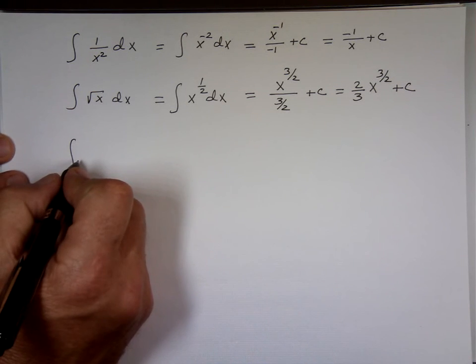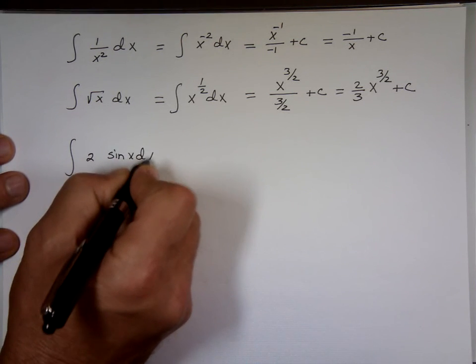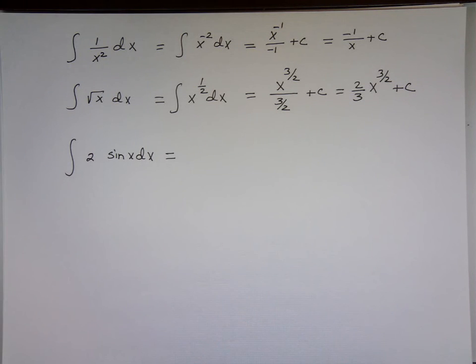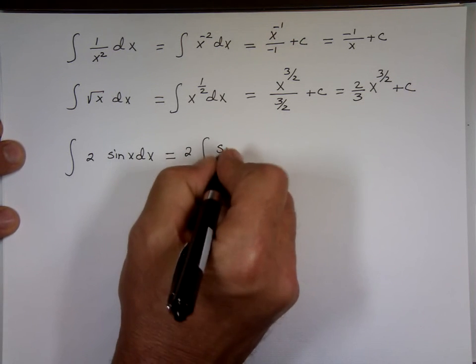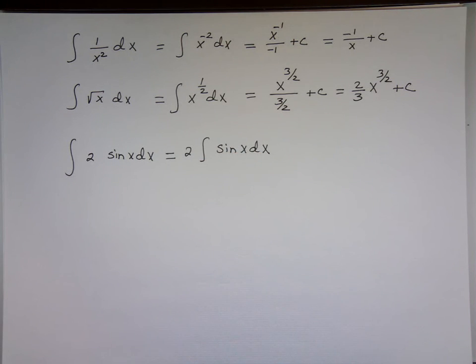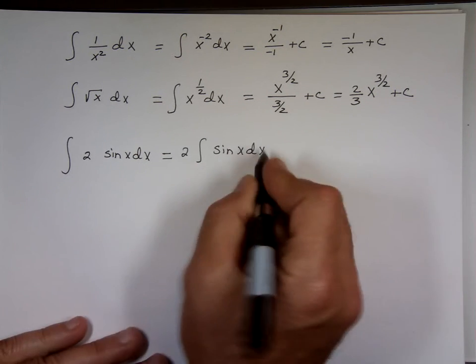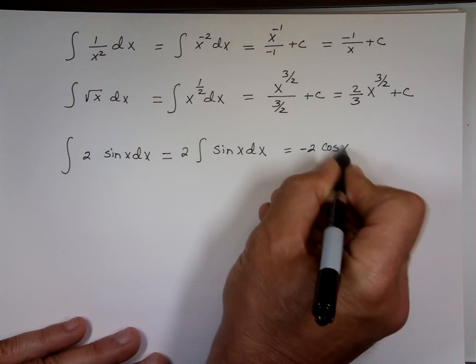The integral of 2 times sine of x dx. I'm trying to mix the rules here. What can we do? Can we pull the 2 outside? What trig function has a sine of x as a derivative? Negative cosine times the 2, so -2 cosine of x. Again, always add that c.